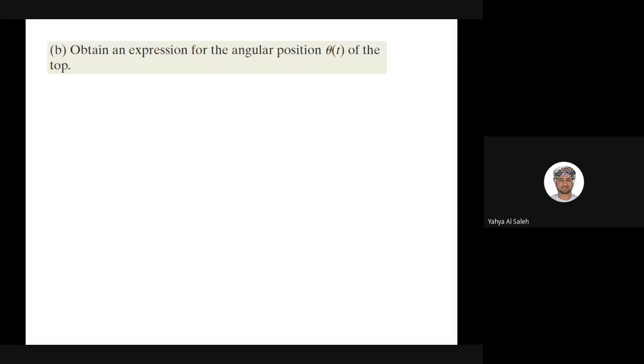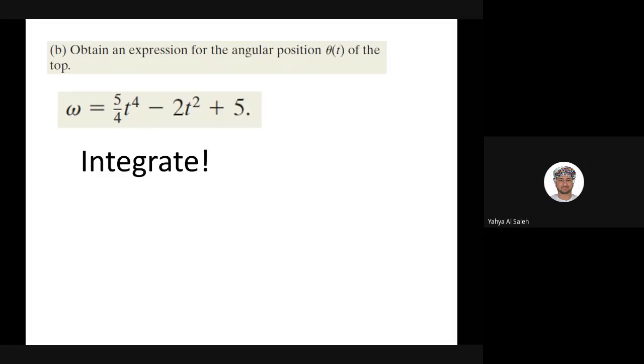Now we want angular position. Again, we already have velocity because we integrated acceleration once. We integrate it again, and we end up with 5t to the 5 over 20 minus 2t cubed over 3 plus 5t plus c. And then we need to find c.